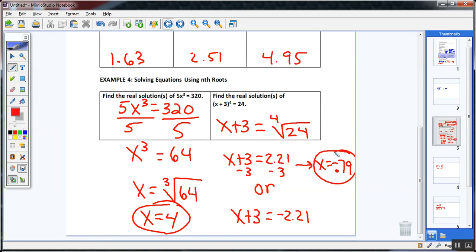Okay, and then if I subtract 3 here and here, I get x equals negative 5.21. That's bad looking. Negative 5.21 is what that says down there.